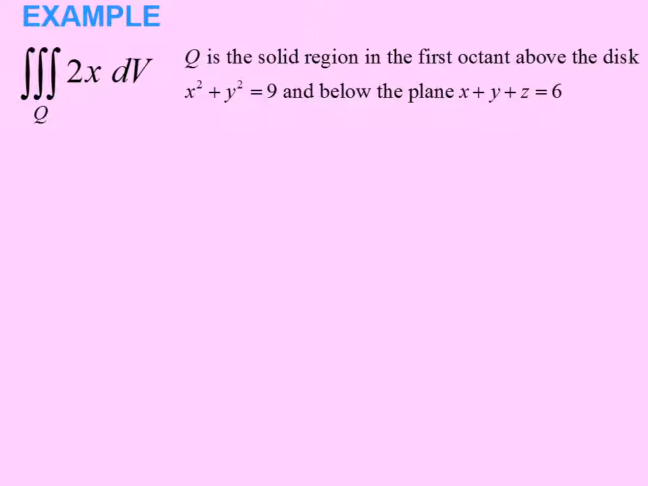In this example, we're going to be integrating the function 2x, which is really of no significance to us. What we're really interested in is describing the region Q. So Q, it says, is the solid in the first octant above the disk x squared plus y squared equals 9, and below the plane x plus y plus z equals 6. So we're going to take out our Maple and see if we can't get an idea of what that's talking about.